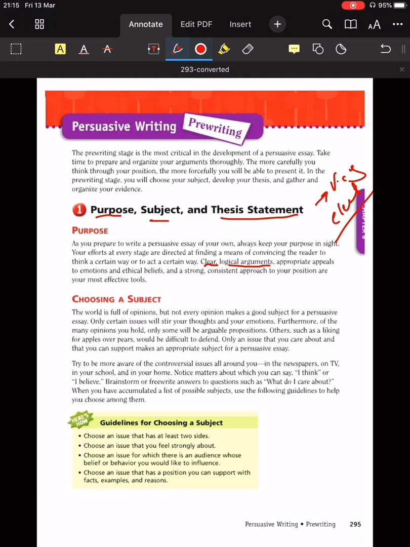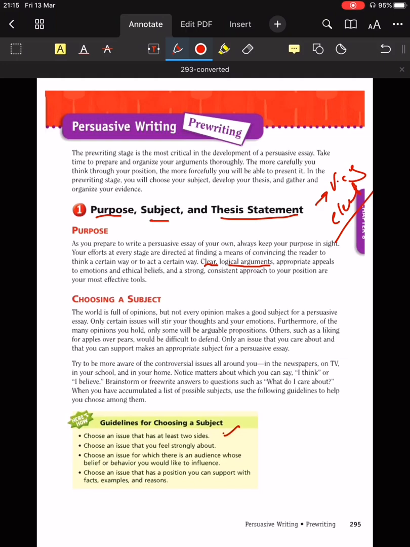Choose an issue that has at least two sides. Remember, all of our concepts or the ideas that we want to bring forward, sometimes they are very, very single-sided. On the other hand, having an arguable proposition would quite help you in having two sides. Now, after this, choose an issue that you feel strongly about.